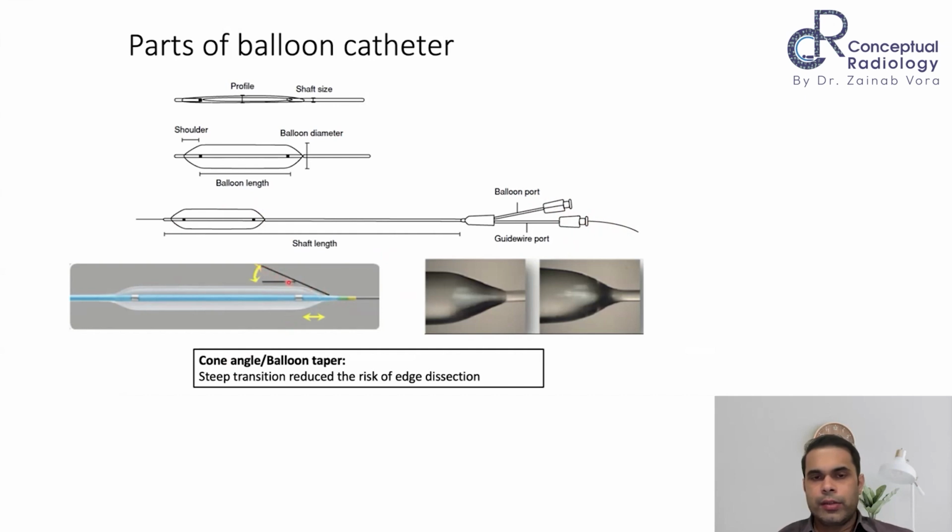Mostly, this is a cone angle, which is the angle between the shoulder and the length of the balloon. And the bigger this taper, the faster the taper, it reduces the risk of edge dissection. The longer this slope, the higher the chance that there will be some forces at this edge which can dissect the artery. So you want this one to be as steep as possible so that there are no differential forces on the arterial wall.